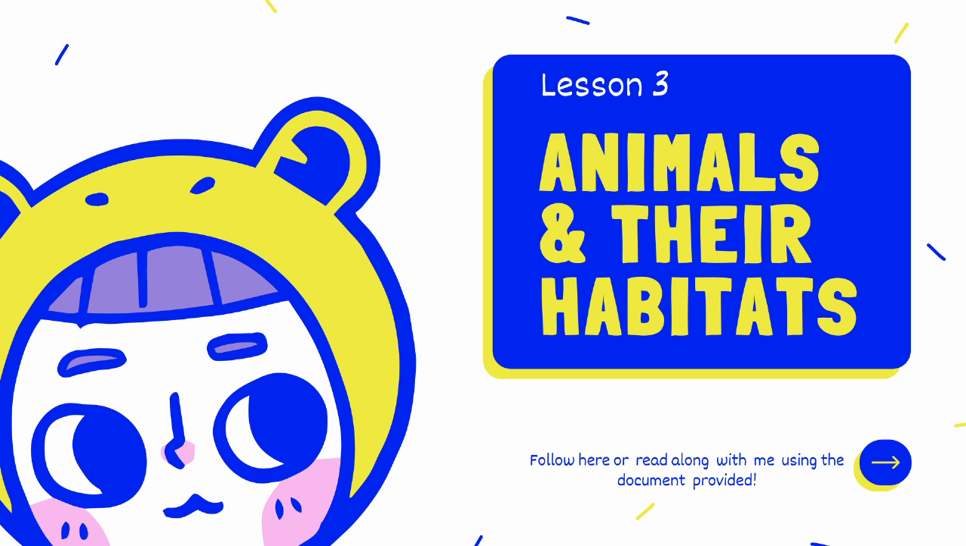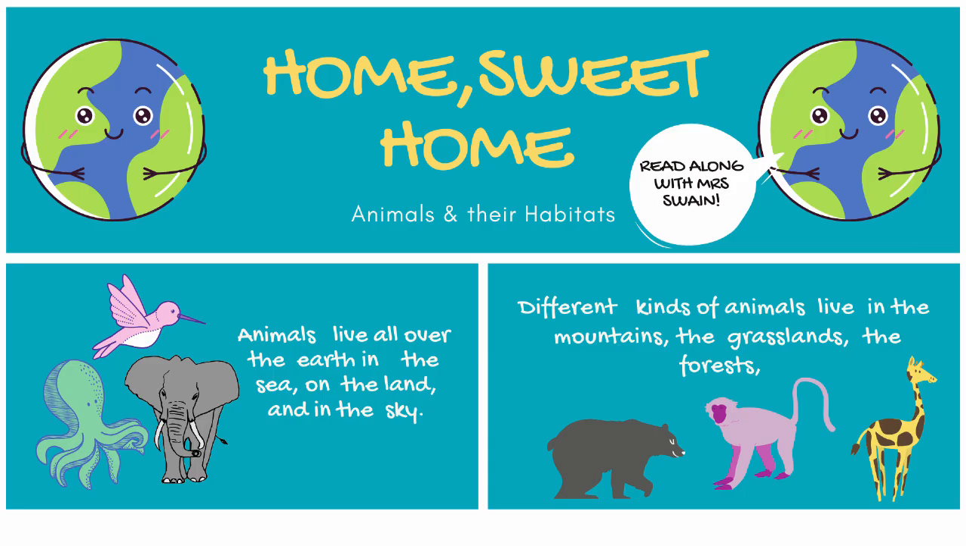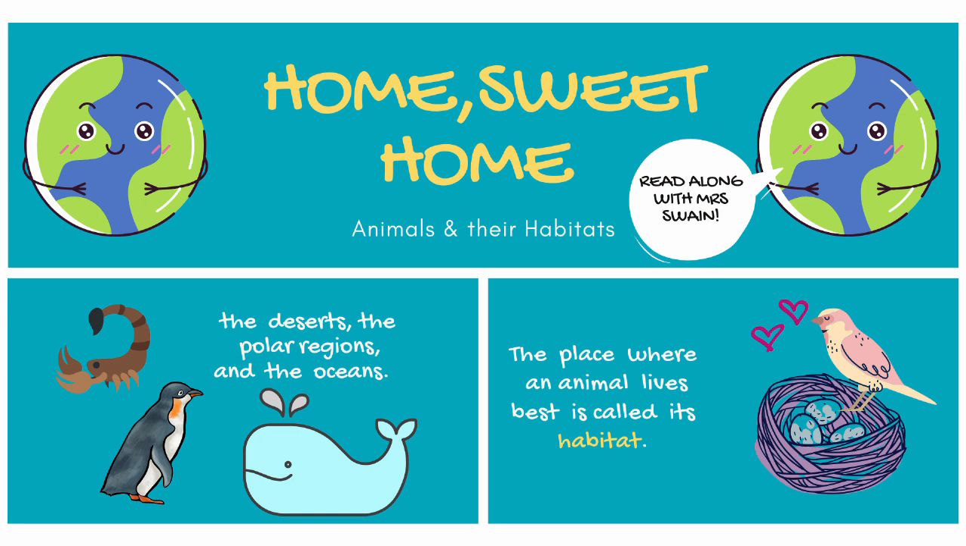In today's lesson, we will be looking at animals and their habitats. Animals live all over the earth, in the sea, on land, and in the sky. Different kinds of animals live in the mountains, the grasslands, the forests, the deserts, the polar regions, and the oceans. The place where an animal lives best is called its habitat.